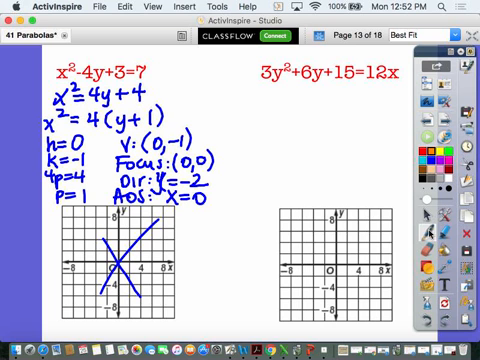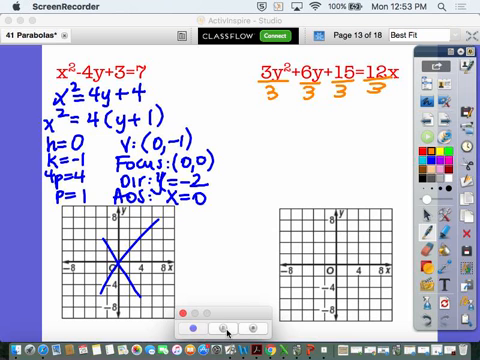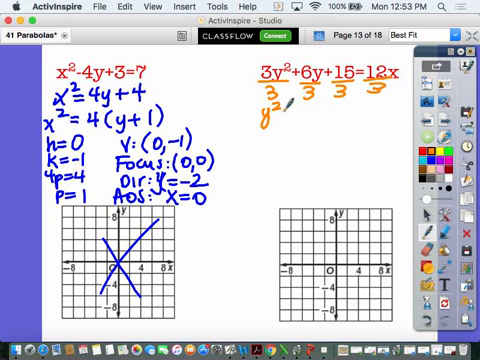Let's divide by 3. So that 15 is still going to be there. If you divide by 3, everything has to be divided. So that's going to give me y squared plus 2y plus 5 equals 4x. Now what can I do? I can subtract 5 over. So if I had subtracted 15 over, I still could have divided by 3, so it really didn't matter.